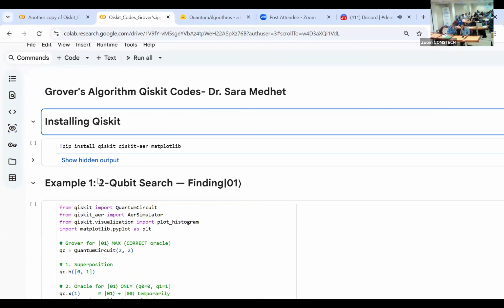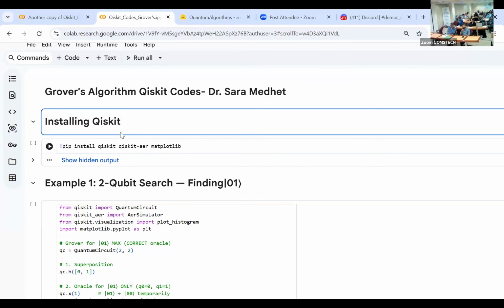So now we're going to implement Grover's algorithm, which we just studied, in Qiskit. There are many ways to use Qiskit. You can do it on Jupyter Notebook, on VS Code, on Colab, or on many other Python environments as well, because Qiskit is basically a Python library.